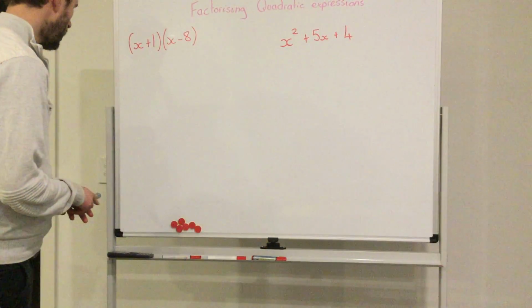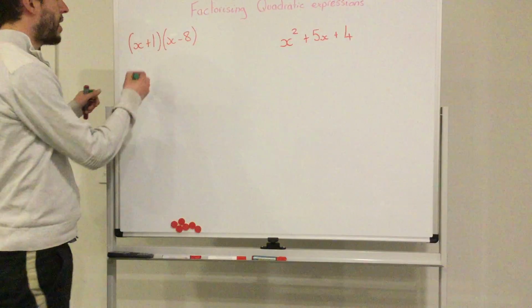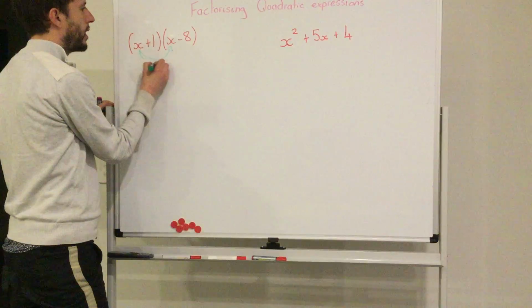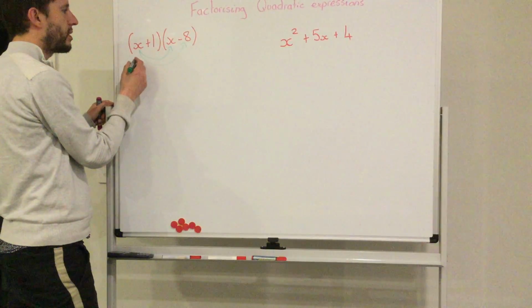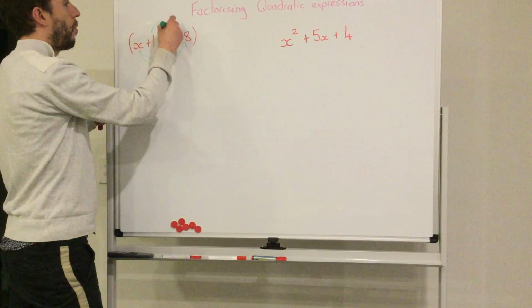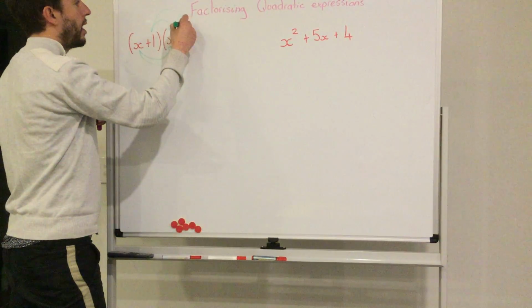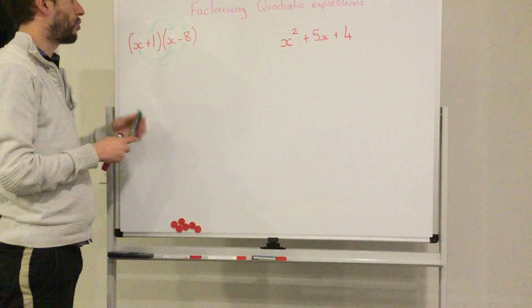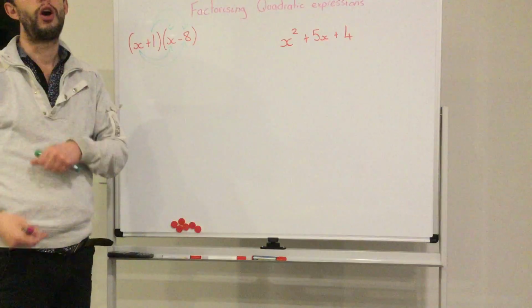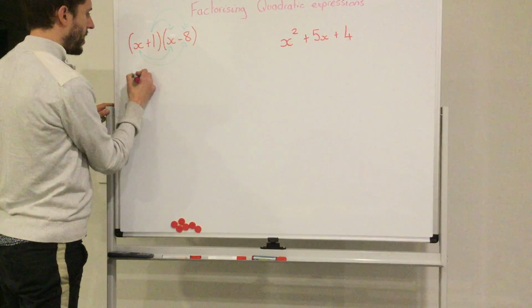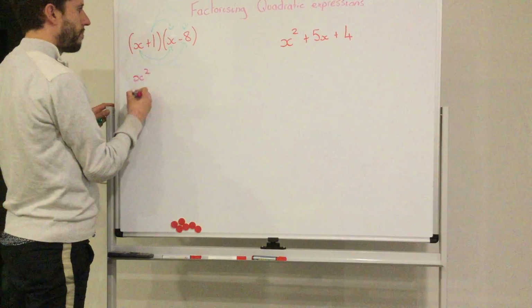So, when we're thinking about expanding, we know that everything in our first bracket is being multiplied by our second bracket. So, x times x and x times negative 8 and 1 times x and 1 times negative 8. So we're going to solve that first and then we'll factorise this and look at the rules on how we get it. So x times x is x squared.